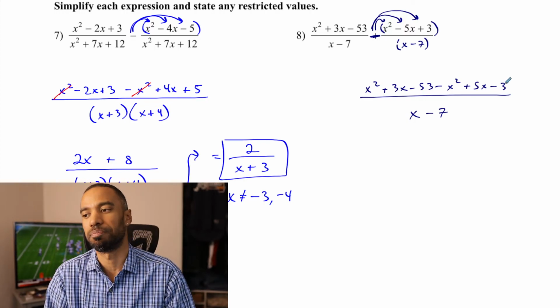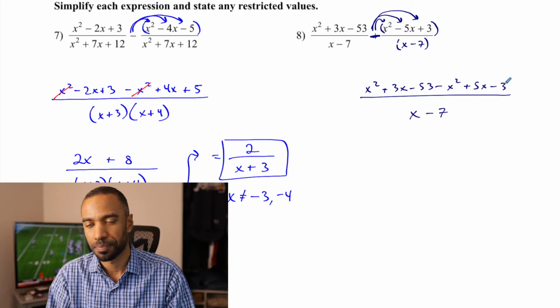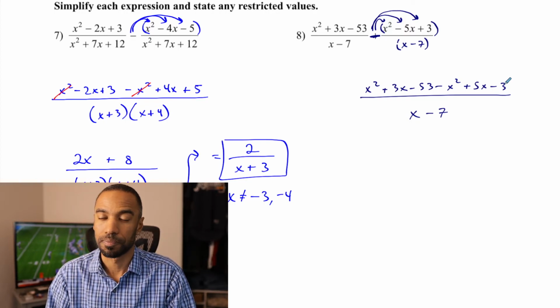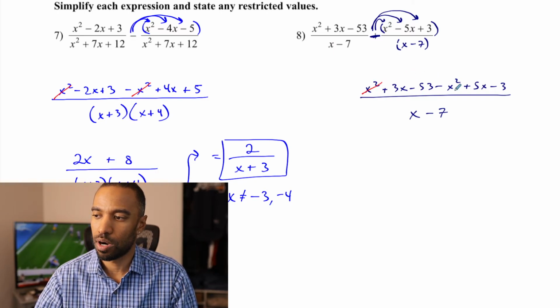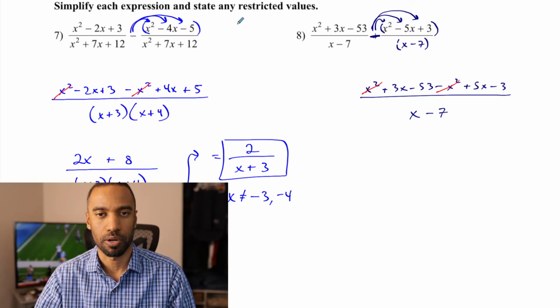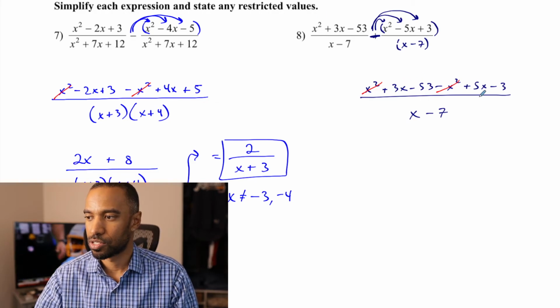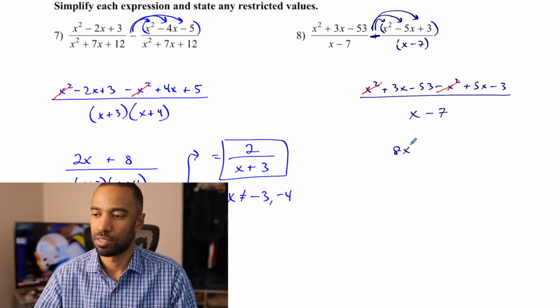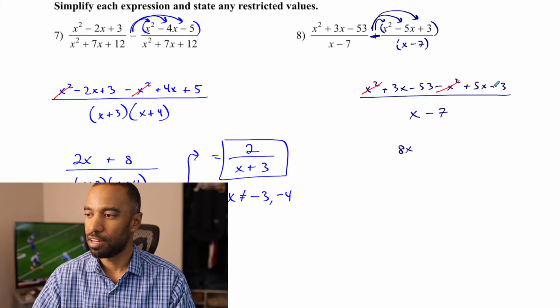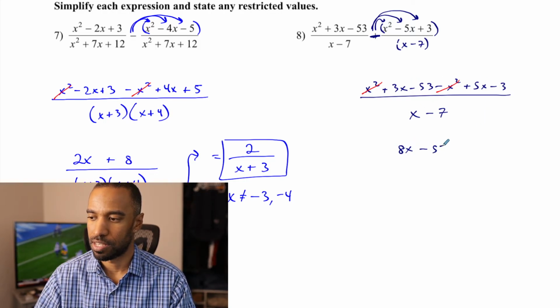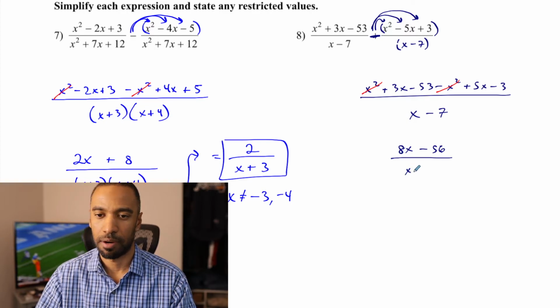A lot of explanation for something that I hope you understood, right? I'm spending time to make sure you get some form of understanding. x squared minus x squared is 0. 3x plus 5x is 8x. And negative 53 minus 3 is negative 56. And this is all divided by x minus 7.